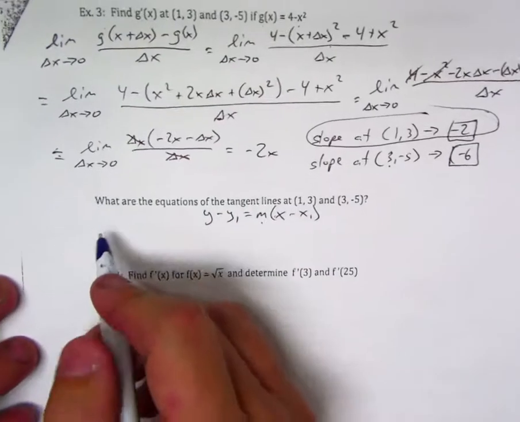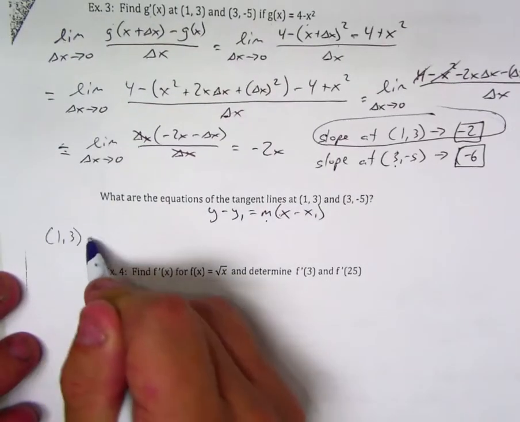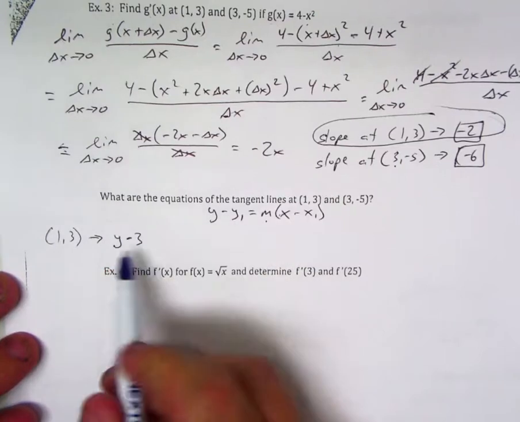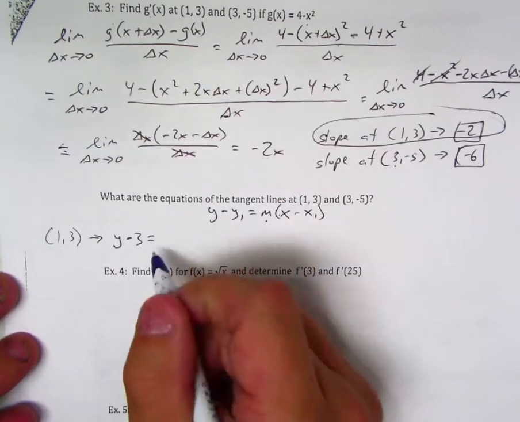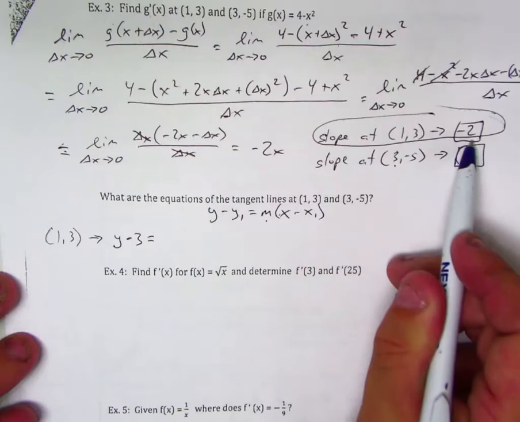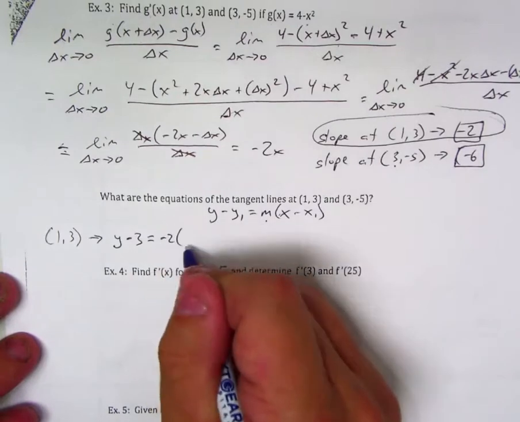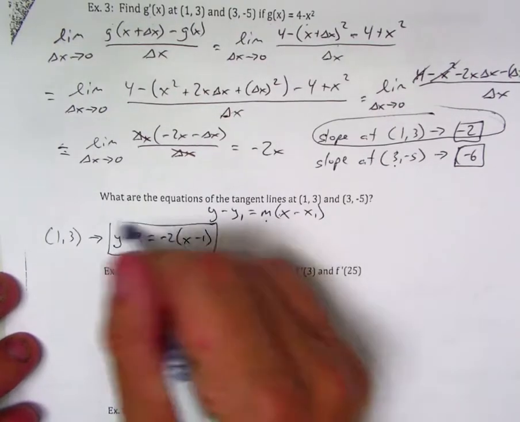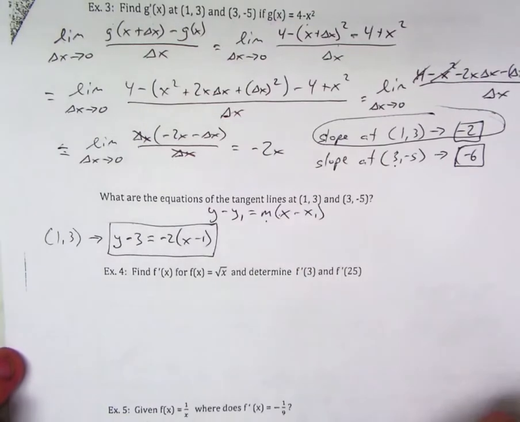So the equation of the tangent line at 1, 3, we would do y minus the y coordinate, so y minus 3, equals the slope, which we found to be negative 2 right here, and then x minus 1. This is the equation of the tangent line at 1, 3.